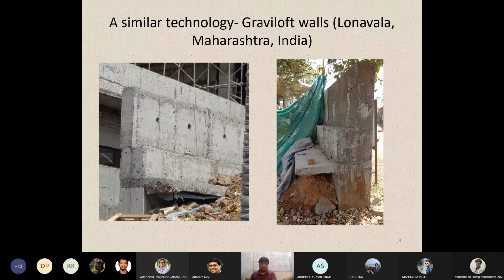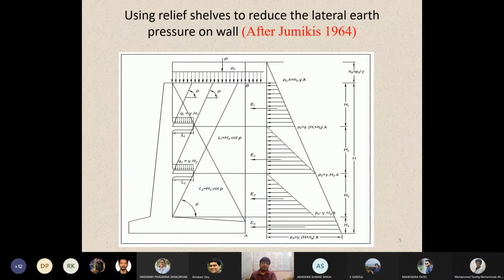Some people who are constructing have a patent over this technology, and it is being widely adopted in various government projects in the nearby areas of Pune as well as in various districts of Maharashtra. Recently I came to know that this has been adopted for a project floated by NHAI.